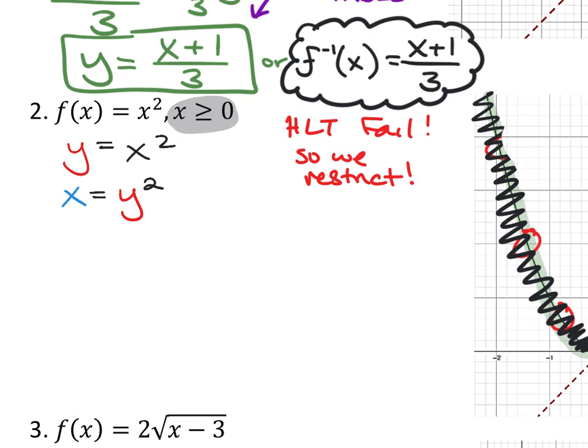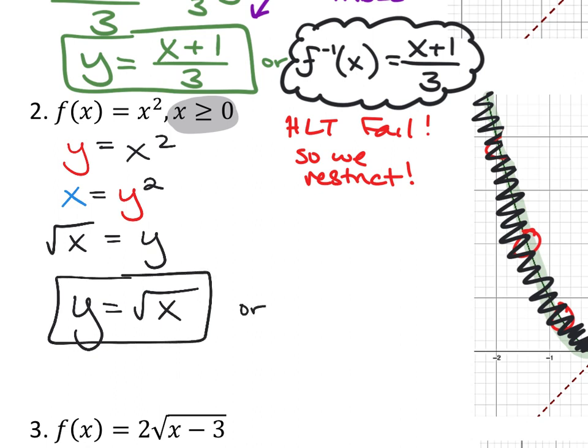But we don't like looking at equations that say x equals. We want them to say y equals. So I need to isolate y. How do I get y by itself? Square root both sides. If I square root both sides, I'm going to end up with square root of x equal to y. Well, that's exactly what I want. I want my equation to say y equal to something, and in this case, y equal to the square root of x. We could also write this with the fancy version as f inverse of x equal to square root of x. That's the fancy version.